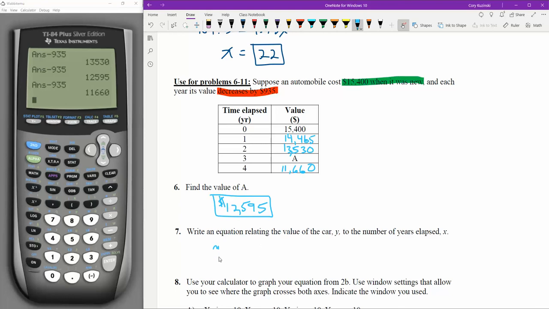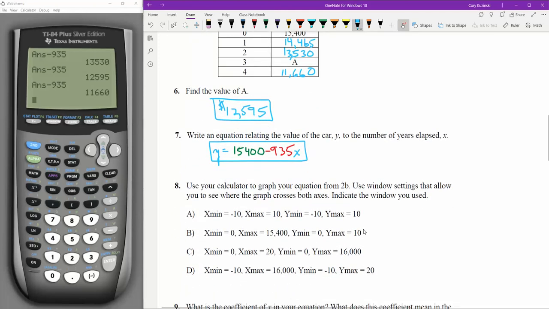Write an equation to relate the value of the car Y to the number of years elapsed. Okay, so Y equals the value, its start was 15,400. Not going to use any commas in my equation. Minus $935 per year. So there's my equation.